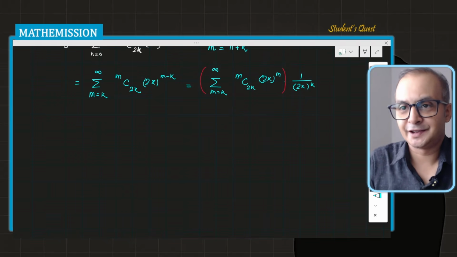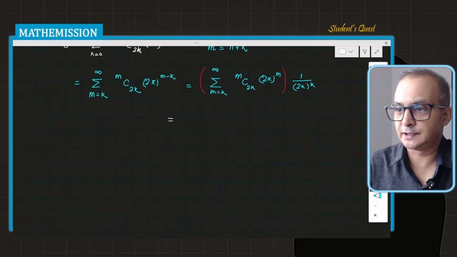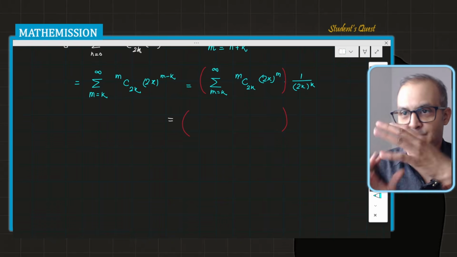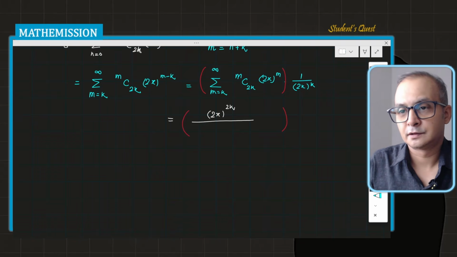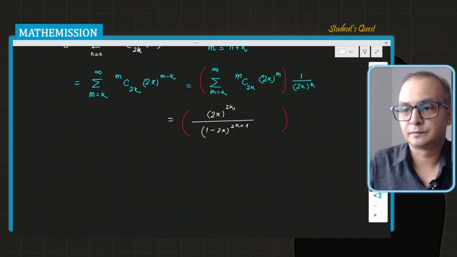If you research in depth, this is going to be, I'm writing this first, I'm taking this bracket there. Here, research means you have to just explore the mathematics, not the kind of research of a researcher. This is going to be 2x to the power 2k divided by 1 minus 2x to the power 2k plus 1.